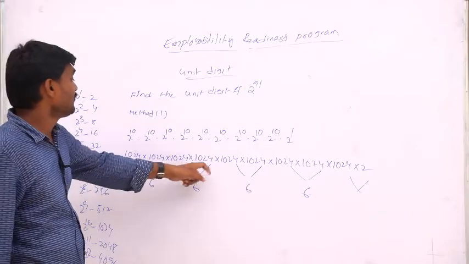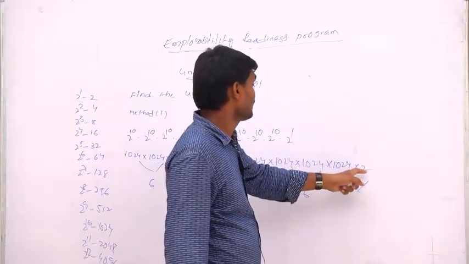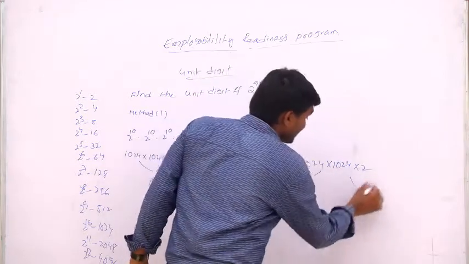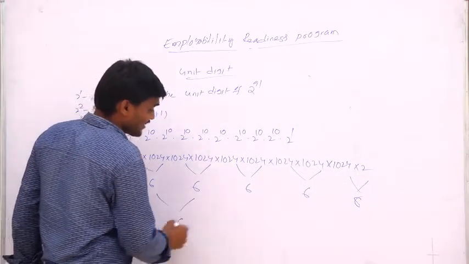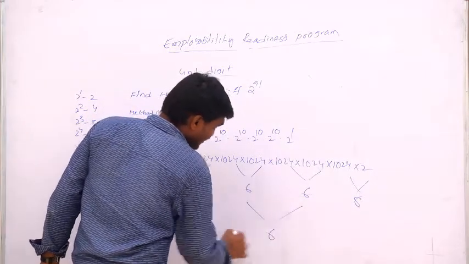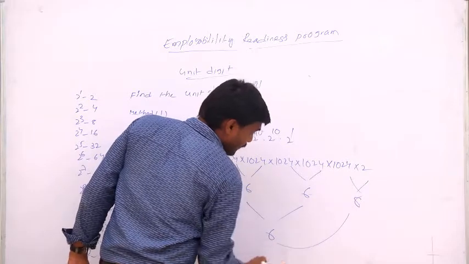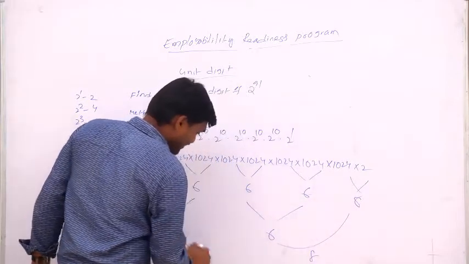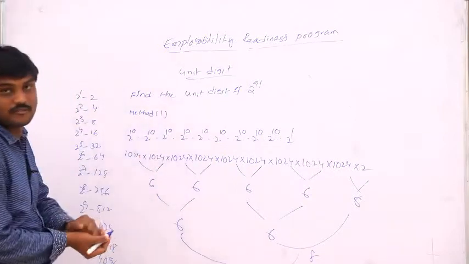So this is 1 2 3 4 5 6 7 8 9. So this is 8. So 6 into 6 is 36, the unit digit is 6. So the next is 6 into 8, which is 48, the unit digit is 8. This is the one way.